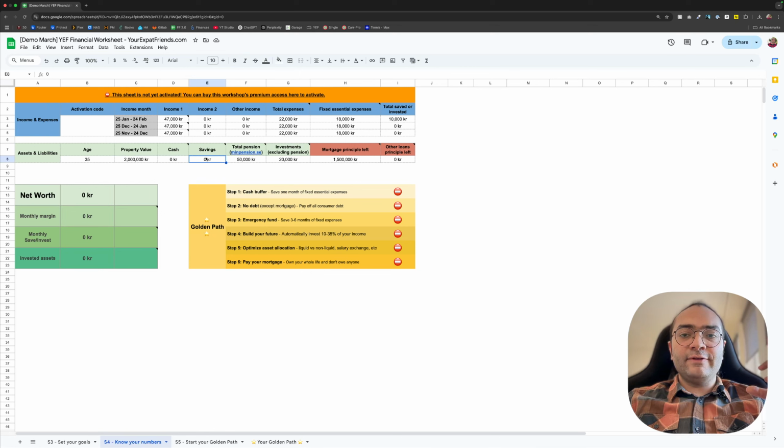The next one is savings. It's very similar. So if you have cash, but you have put it into a savings account, meaning that you are getting an interest rate of over 1% on it, put it here.